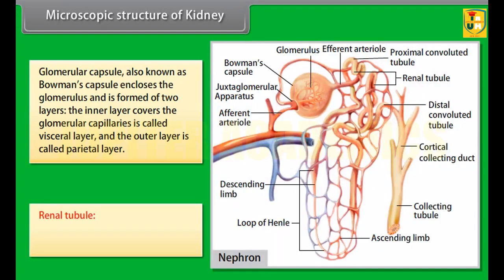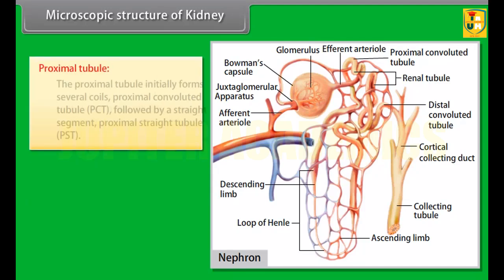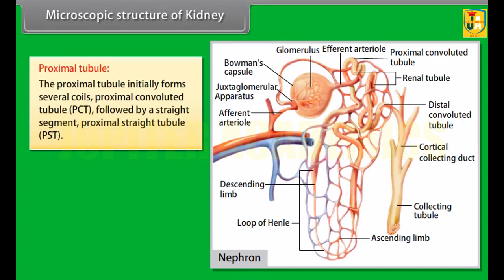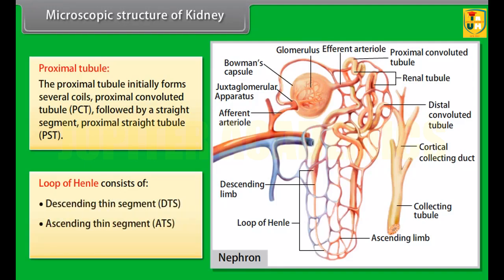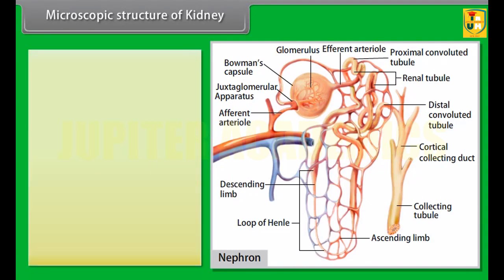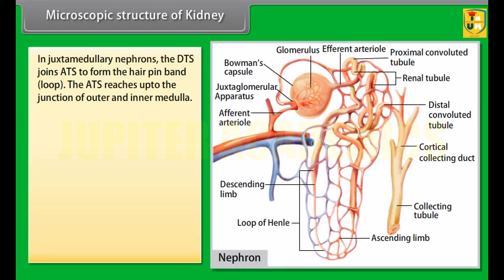Renal tubule. It is a long complicated tubule that is divisible into the following main parts. Proximal tubule. The proximal tubule initially forms several coils, the proximal convoluted tubules PCT, followed by a straight segment, the proximal straight tubule PST. Loop of Henle consists of a descending thin segment, an ascending thin segment and a thick ascending limb. In juxtamedullary nephrons, the DTS joins the ATS to form the hairpin bend.